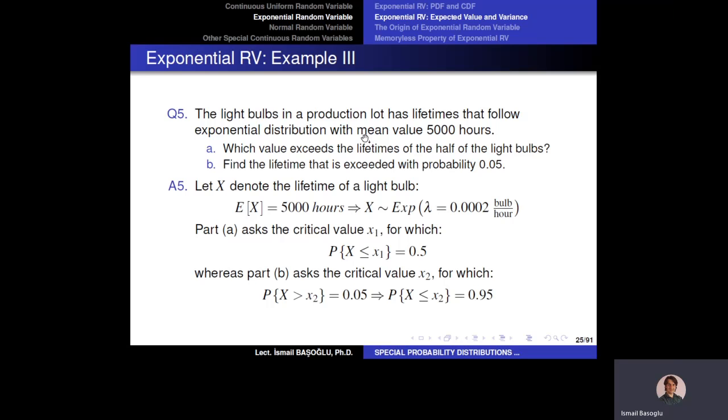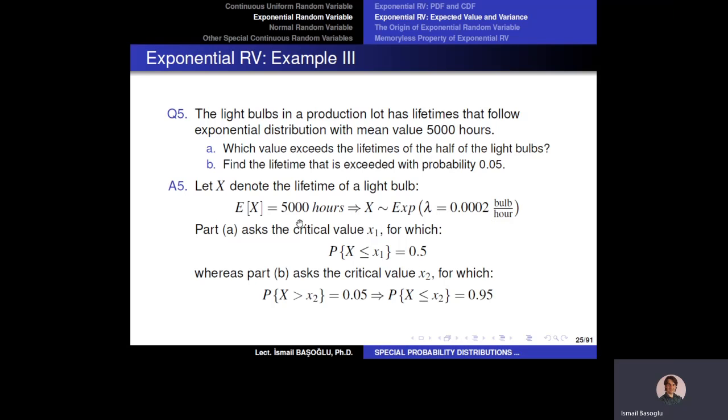However, the question does not provide us the rate parameter. It provides us the mean value. So the average lifetime of the light bulbs is 5,000 hours. If we say that x is the random variable that denotes the lifetime of a light bulb, then the expected value of x is going to be 5,000 hours. And because we know x is exponentially distributed, the rate parameter will be the multiplicative inverse of the expected value, because the expected value is 1 over lambda. Therefore, lambda must be equal to 0.0002.